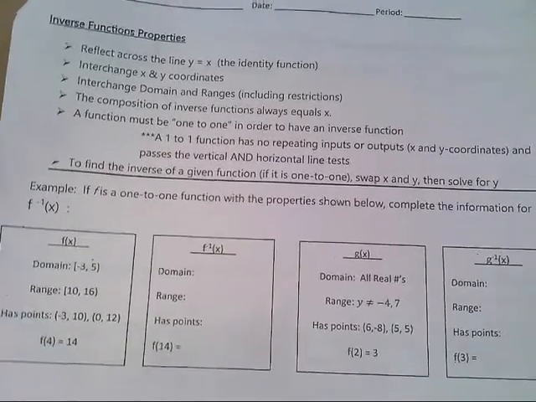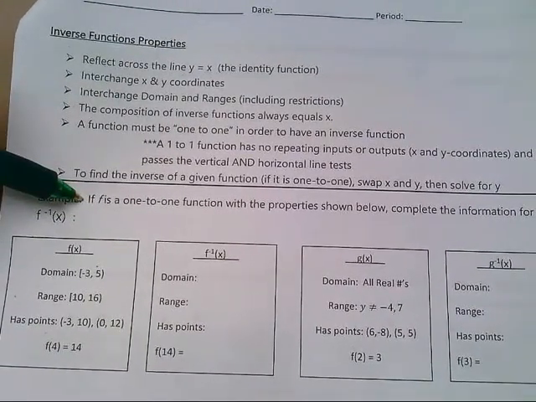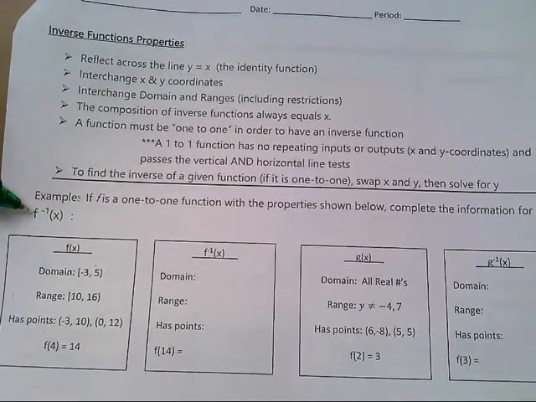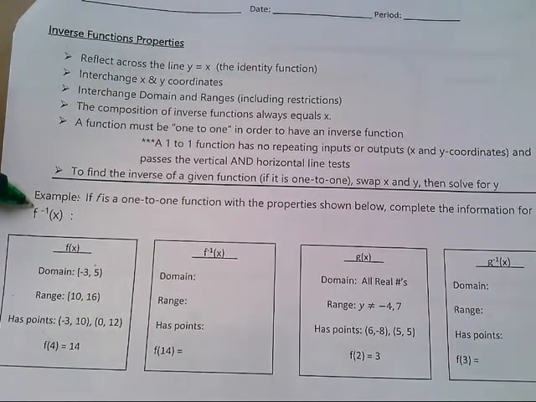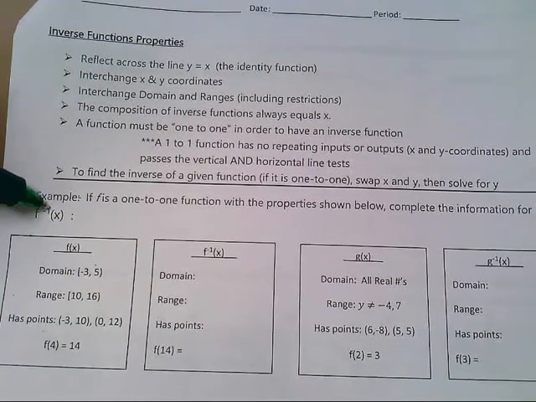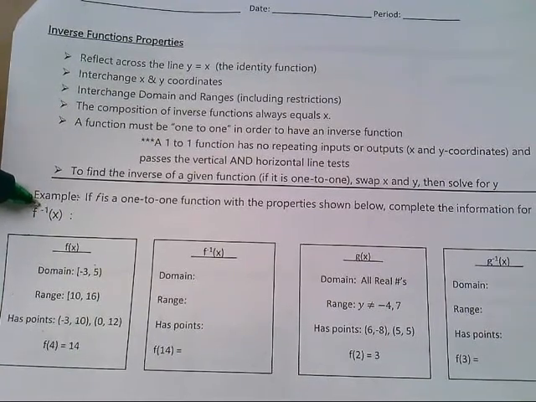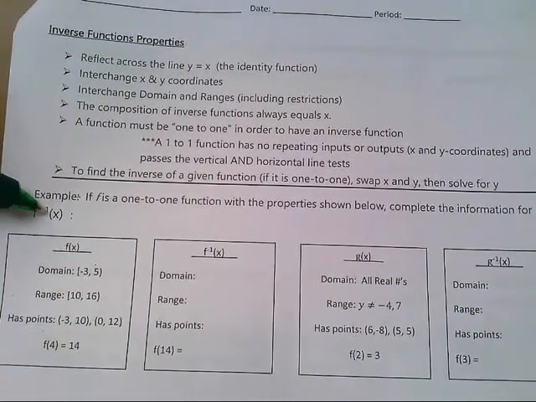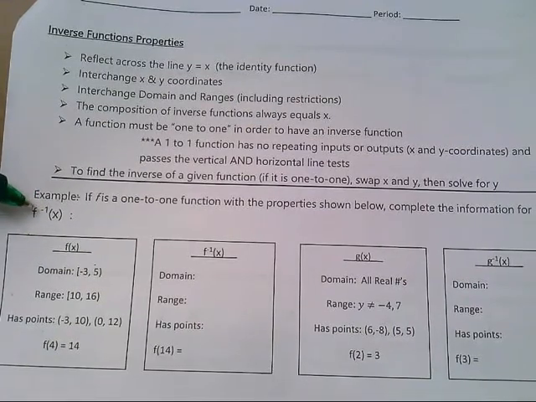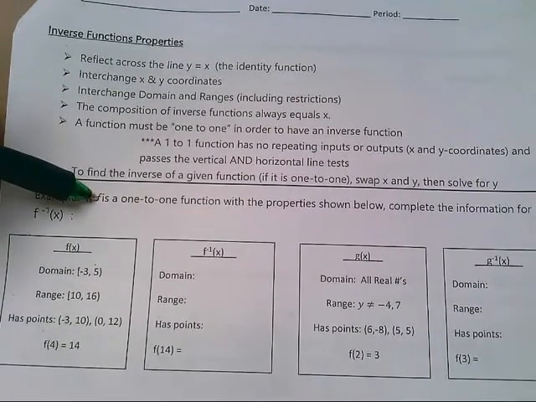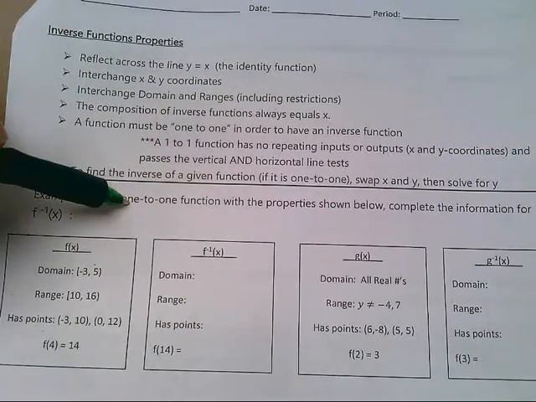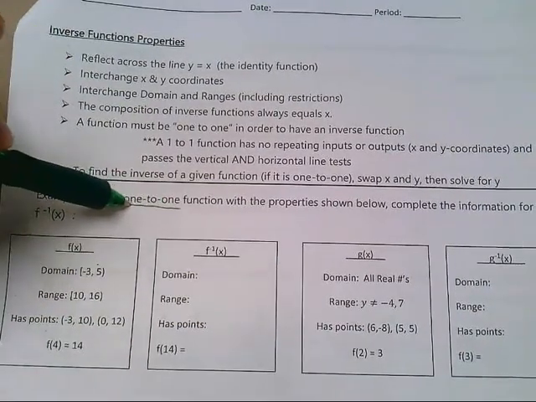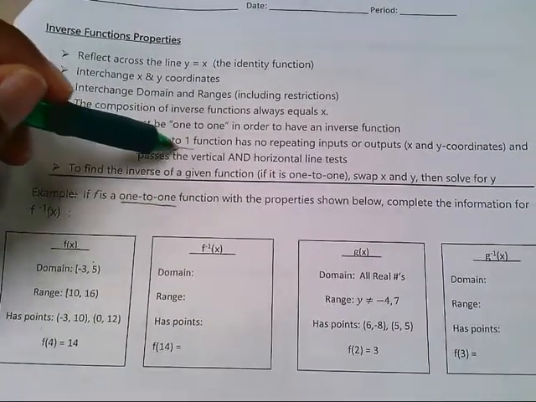So, if f is a one-to-one function with the properties shown below, complete the information for the f inverse of x. So that's how you read when you see this little -1 here. It's not an exponent, it means the inverse of f of x. So we're talking about finding the inverse of the original function. And because it is a one-to-one function, that's the definition that we have up here.